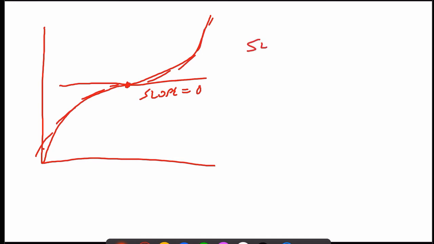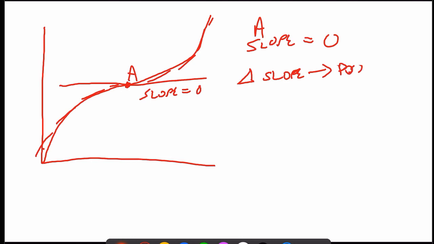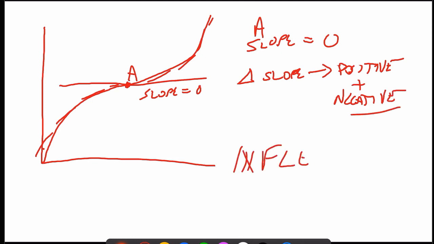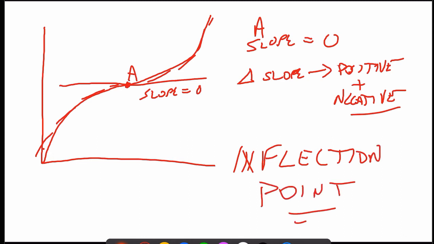So this is point A. At A, the slope equals 0. But the change in the slope is both positive and negative depending on where we are. We call that an inflection point. All right? Inflection point. That's one kind of inflection point.